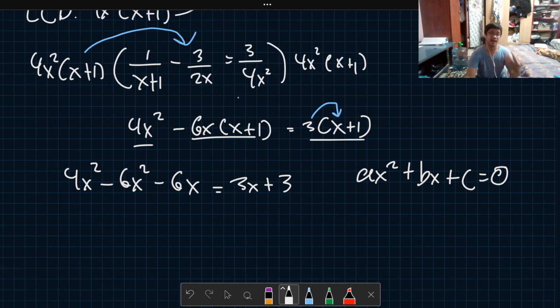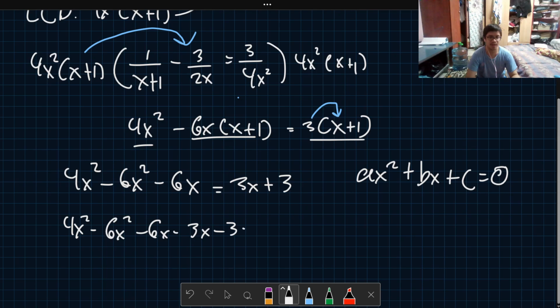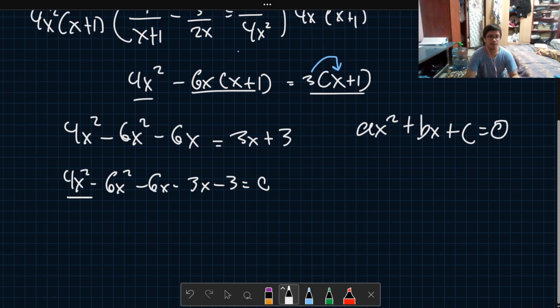We're going to combine like terms. So what I'm going to do here is group all the terms to the left. Okay. So I will have 4x squared minus 6x squared minus 6x minus 3x minus 3 is equal to 0. 4x squared and negative 6x squared are like terms because both of them have x squared, so I can combine them. So I will have negative 2x squared.